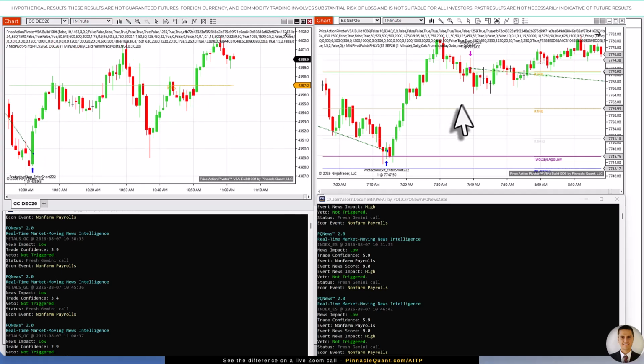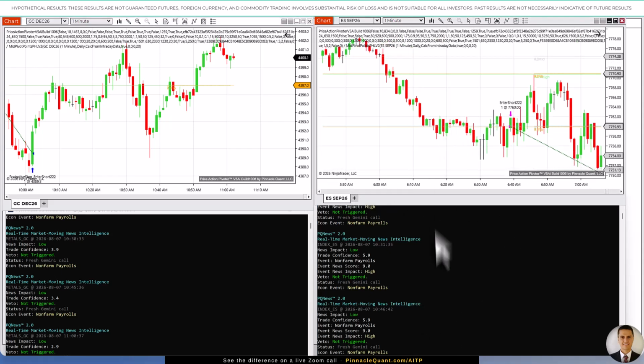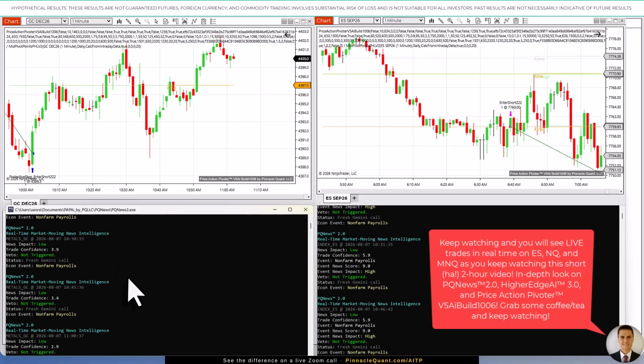So that's GC. Let's look at, well, I guess since ES is up already, let's take a look at ES. So this is ES. Okay. Oh, let me backtrack here, guys. This is the PQNews for GC. You can see the instrument we printed there. It gives you the general economic event. We had non-farm payrolls today, and it's a Friday.